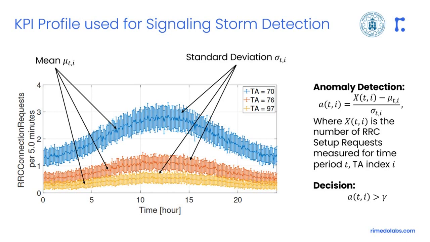During the network operation, the number of RRC setup requests is constantly monitored for each observed timing advance. To detect signaling storm, it is compared against the values from the KPI profile to compute the so-called anomaly value, as given in the equation on the right. If the anomaly value exceeds the gamma threshold, the XApp identifies signaling storm.